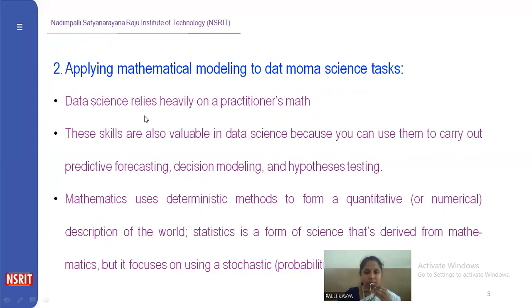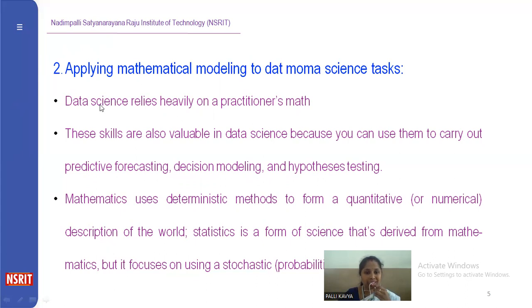Data science mainly relies on the practitioner's math. You have to remember that data science heavily relies on mathematics. Data science is actually a combination. Actually, what do we mean by data science?